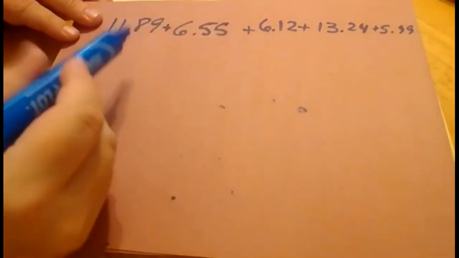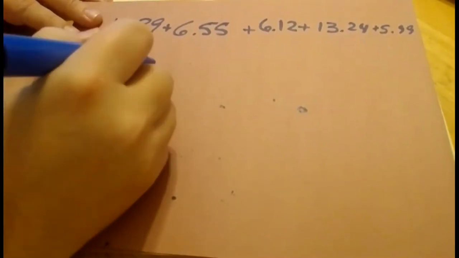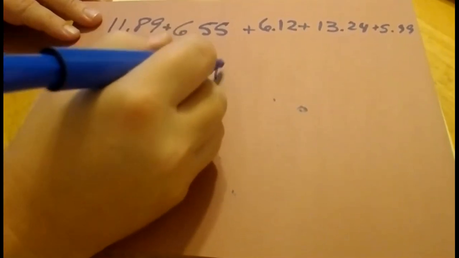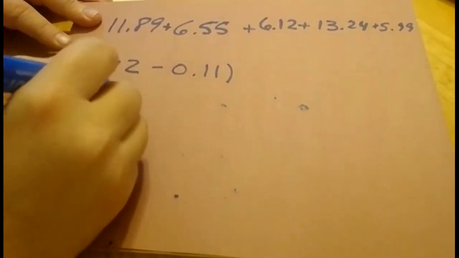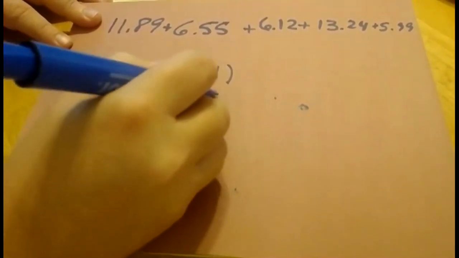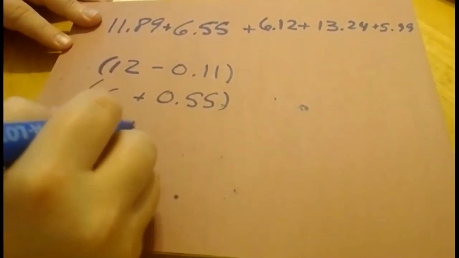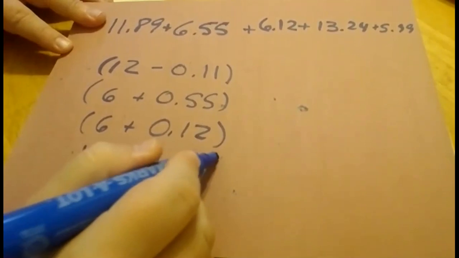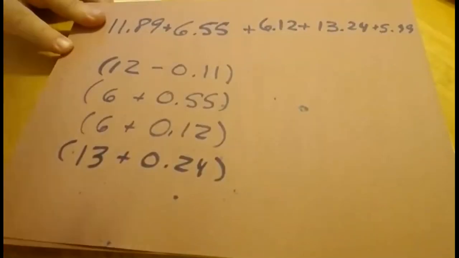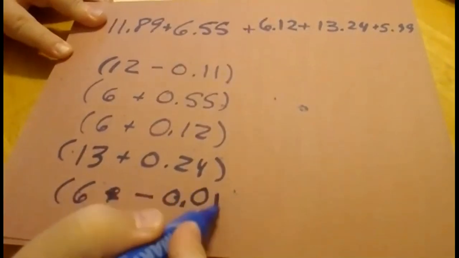For example, instead of calling it 11.89, I'm going to call it 12 minus 0.11. Maybe this one up here, 6.55, I'll call it 6 plus 0.55. 6.12, I can call 6 plus 0.12. 13.24, 13 plus 0.24. And for this one, 5.99, I'll call it 6 minus 0.01.